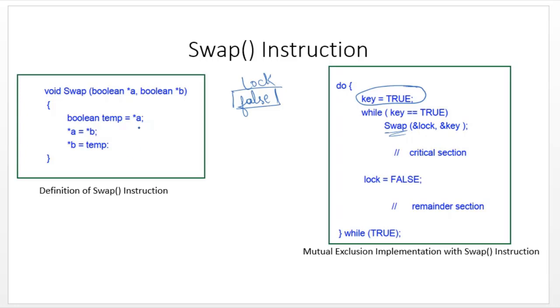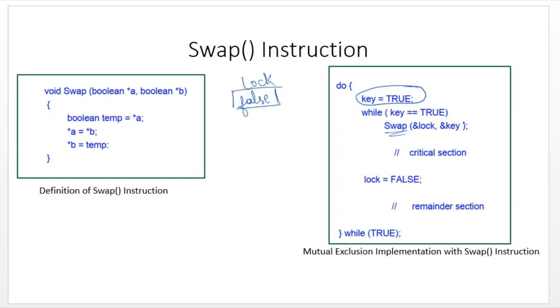And what happens in swap? The key value and lock value will be swapped. And if the swap is successful, then this process has successfully acquired the lock. And if the swap is not successful, that indicates that the process has not acquired the lock because some other process is executing in its critical section.